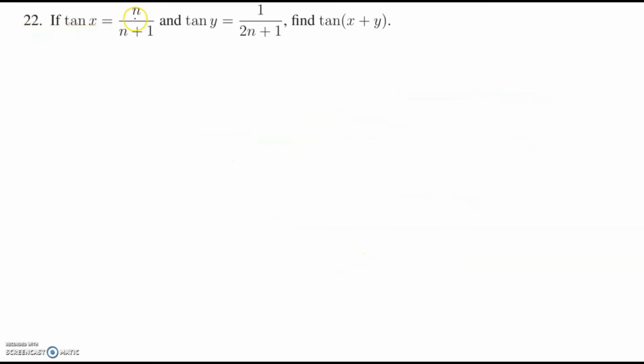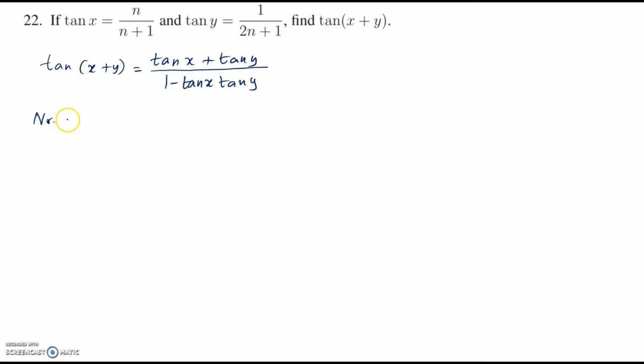Question number 22. If tan x is equal to n by n plus 1 and tan y is equal to 1 by 2n plus 1, find tan of x plus y. So, you're given tan x and tan y, and you need to find tan x plus y. We know that tan x plus y is equal to tan x plus tan y divided by 1 minus tan x tan y.